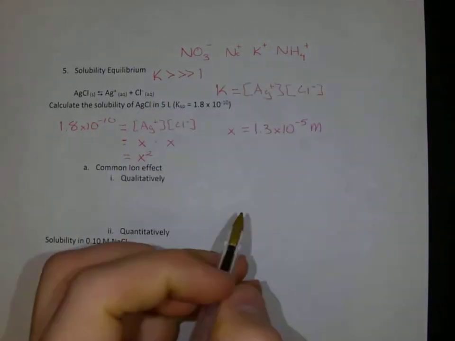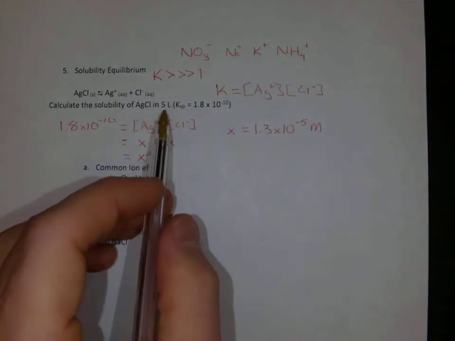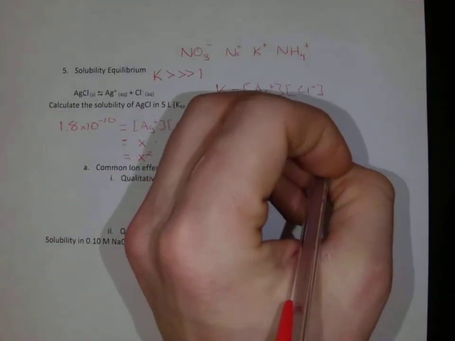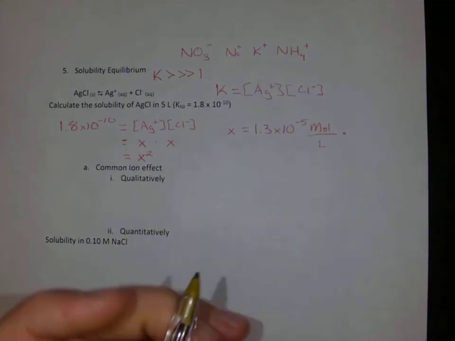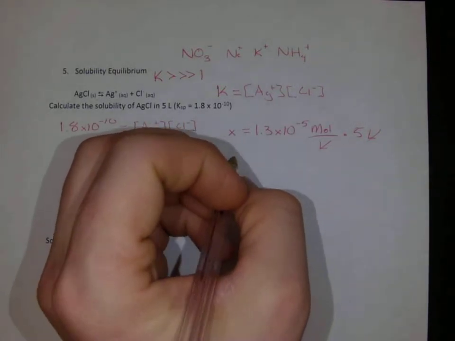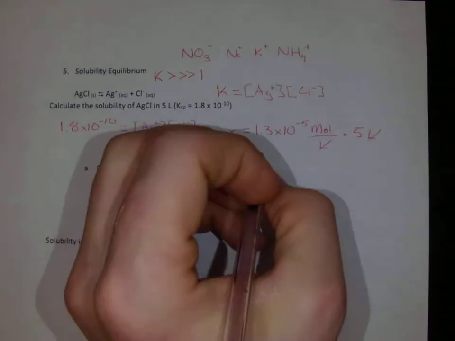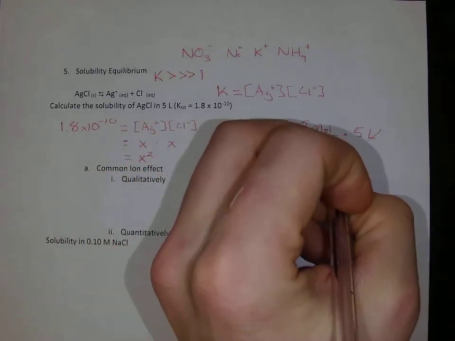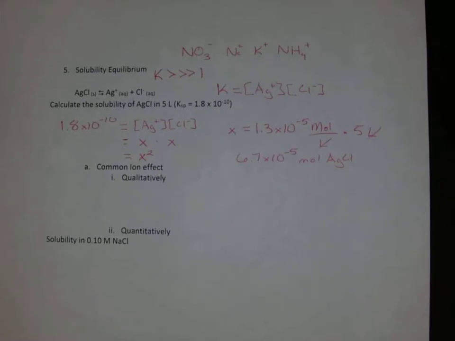That's a molarity. Well, how many moles are going to fit in 5 liters? If we write this as moles per liter, we can multiply that by our 5 liters. Our units are going to cancel. We are going to get 6.7 times 10 to the minus 5th moles of AgCl to dissolve in 5 liters. Very, very small. Silver chloride is really not a very soluble ionic compound, okay? So we're going to pause and we're going to come back in just 1 second here.